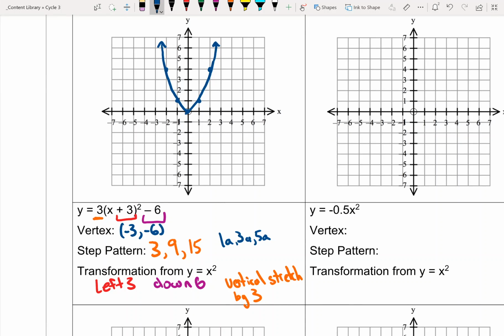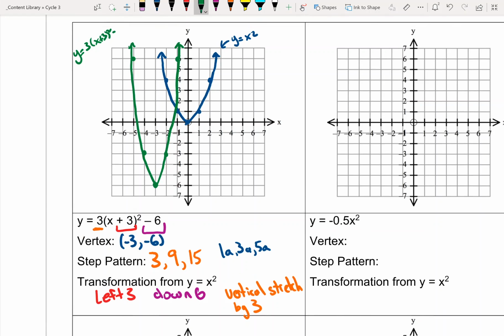So there's my base form, y equals x squared, and now I'm going to apply my transformations. Again, you can do it one of two ways. You can plot your vertex at (-3, -6), and then use your step pattern: over 1 up 3, over 1 up 9, and draw it in there. That would give you your function, y equals 3(x + 3) squared minus 6.